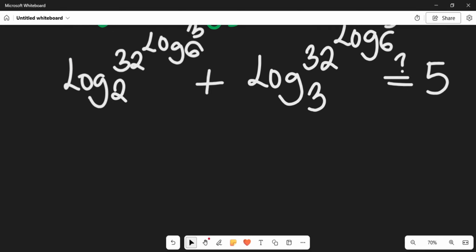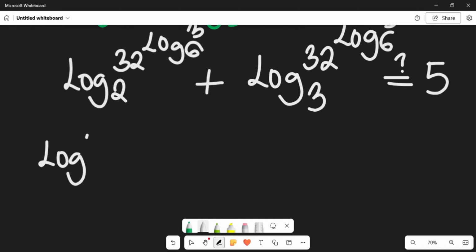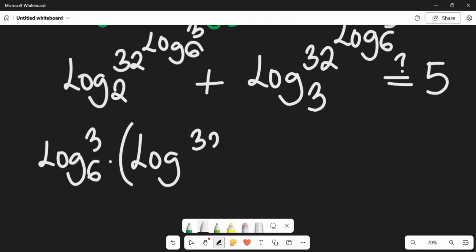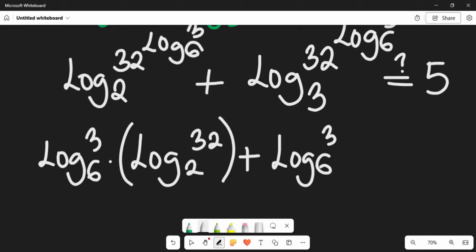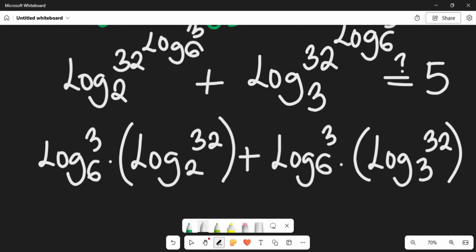If we try that out, remembering the principle of logarithm, this is going to give us the log of 3 base 6 multiplying this whole log of 32 base 2, right? Plus this will also give us log of 3 base 6 multiplying this whole log of 32 base 3. Now will all these be equal to 5?